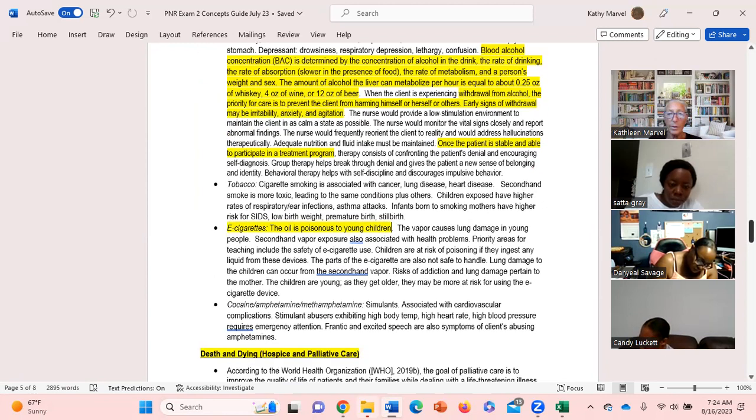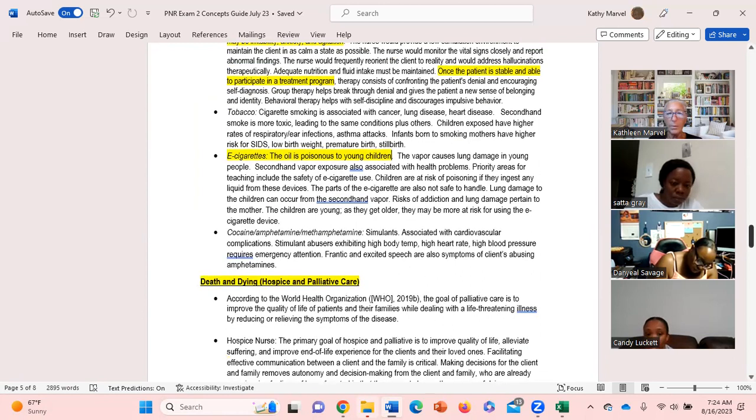I'm just skipping through here. You need to read all of it. Okay, what about amphetamines and methamphetamines? These are stimulants. They can certainly be associated with cardiovascular complications, right? Stimulant abusers: if they present to you, what might they exhibit? High body temperature, high heart rate, high blood pressure, requires emergency attention.